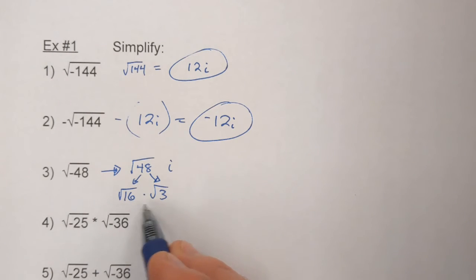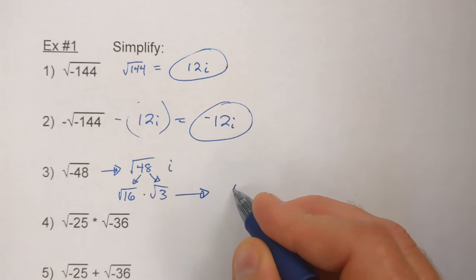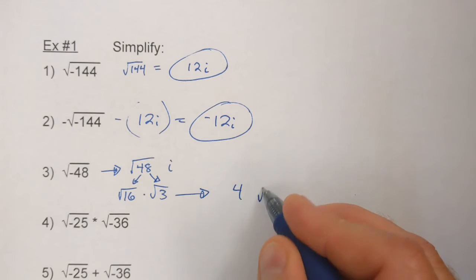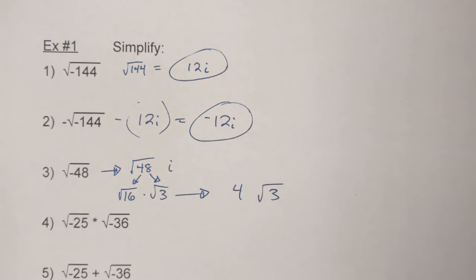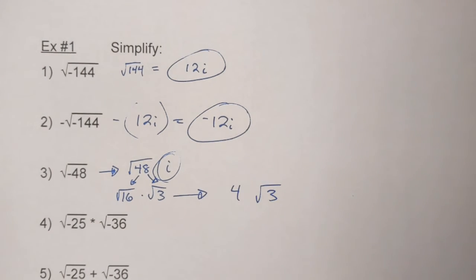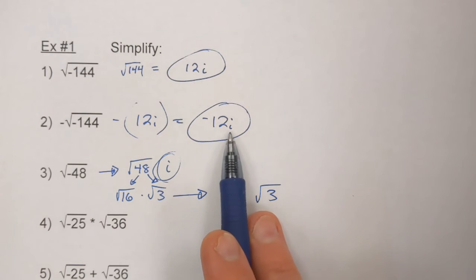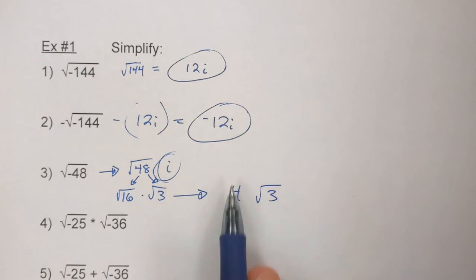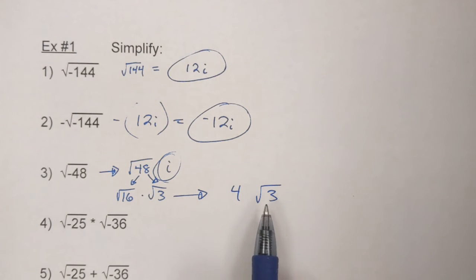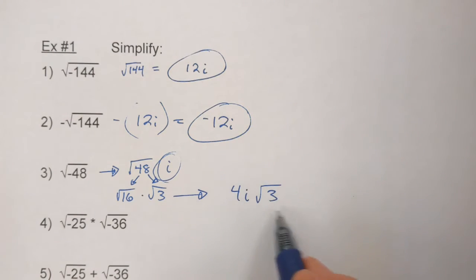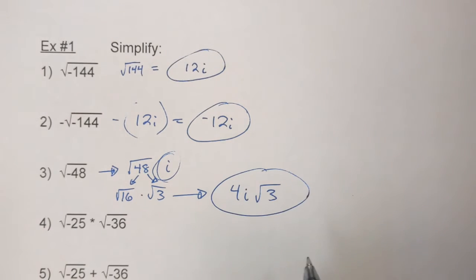So the square root of 16 reduces perfectly. It becomes a 4. The radical 3 does not reduce. It stays a radical 3. But then don't forget about this I that we have here. Typically an I is written at the end of your number, but the one exception is if you have a radical. If you have a radical sign, this is the one case where you write the I in front of the radical sign. This is most commonly written as 4I radical 3.